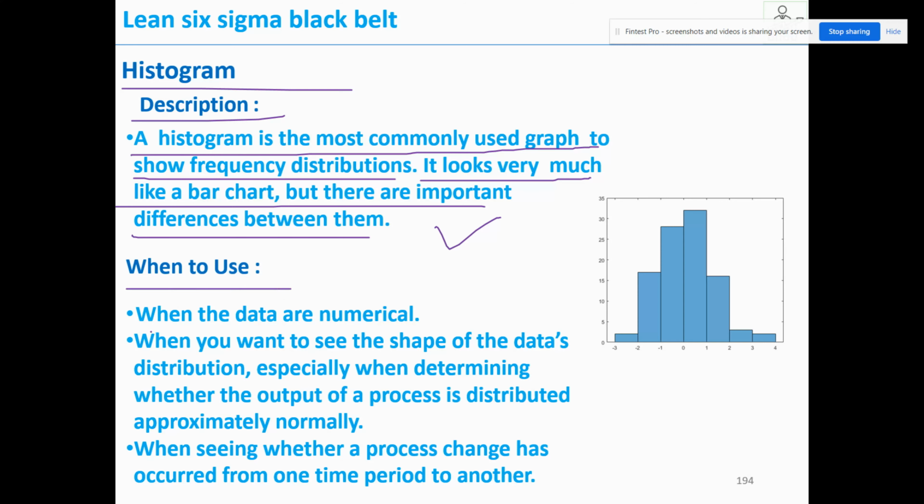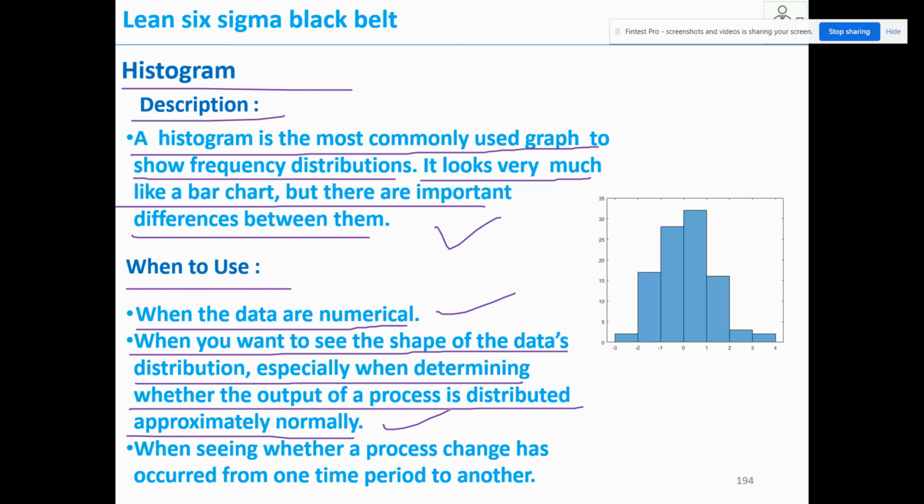So when the data are numerical, we are going to use it when you want to see the shape of the data distribution, especially when determining whether the output of a process is distributed approximately normally, to see the pattern of the distribution, and when seeing whether a process change has occurred from one time period to another, that also we can see a difference. Suppose A shift you found some data, B shift you found some data, the same dimension. You can plot histogram and see whether there is a change or not.